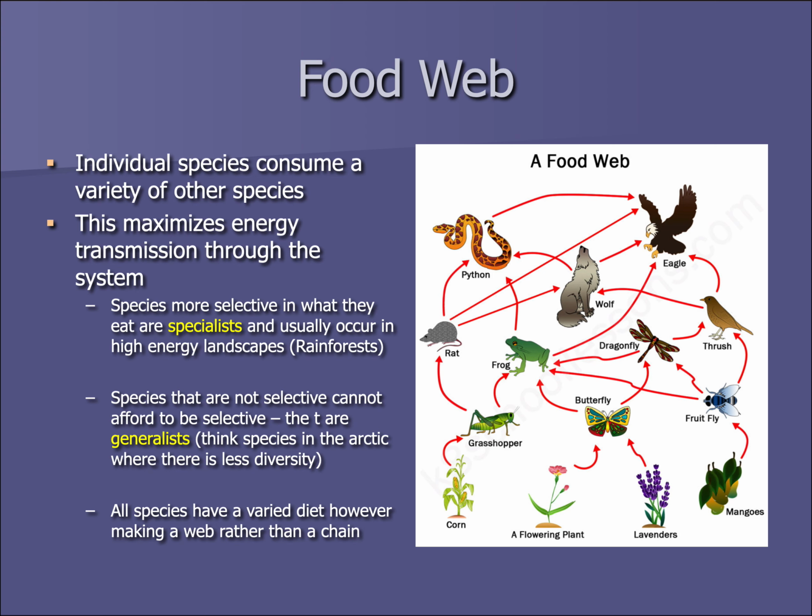So I mentioned generalists. Specialists, on the other hand, can be more linear, but generally aren't so linear that there's only one thing that they eat. They just have a more narrow range of elements that they're going to consume.